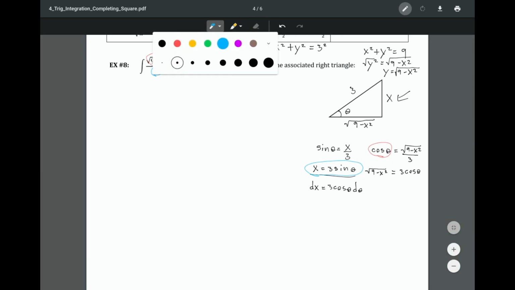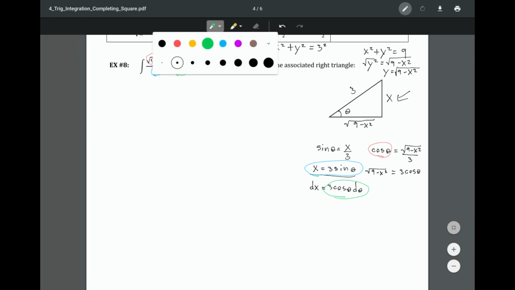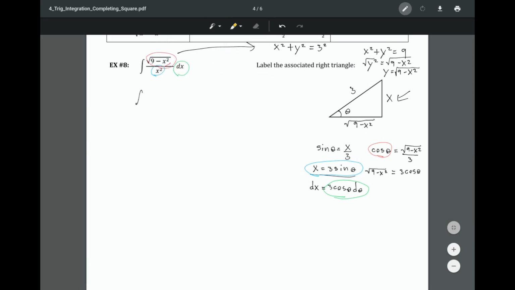I'm going to replace this dx with what I just circled there. All right, so I'm going to just substitute all of that into that equation. So what I end up with instead is 3 cosine theta. I just replaced the square root of 9 minus x squared.